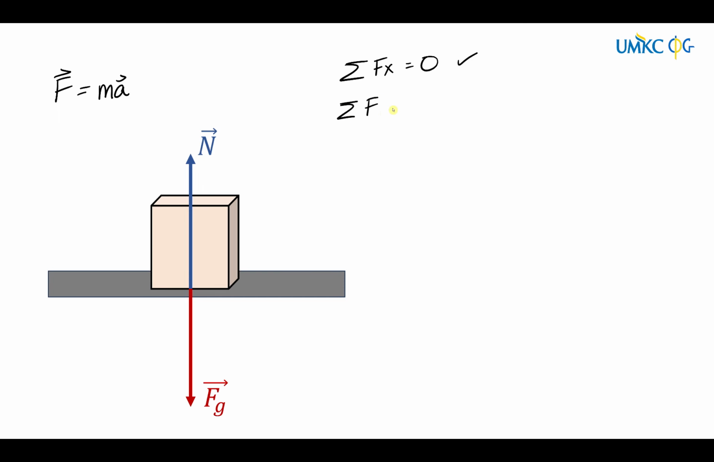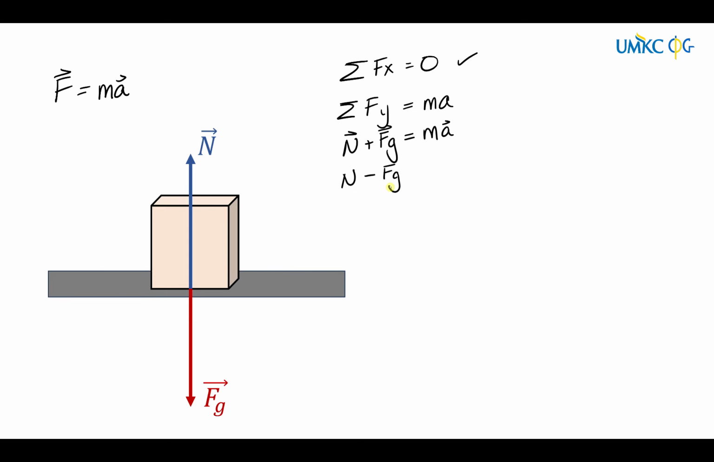My summation of forces in the y direction is mass times acceleration. What forces do I have in the y direction? Well, I have my normal force and my force due to gravity, and mass times acceleration. The next thing I want to do is incorporate directionality here, and when I do, I'm going to lose my vector sign. My normal force is in the positive direction, so it's just a positive value. My force due to gravity is in the negative direction, so negative Fg.